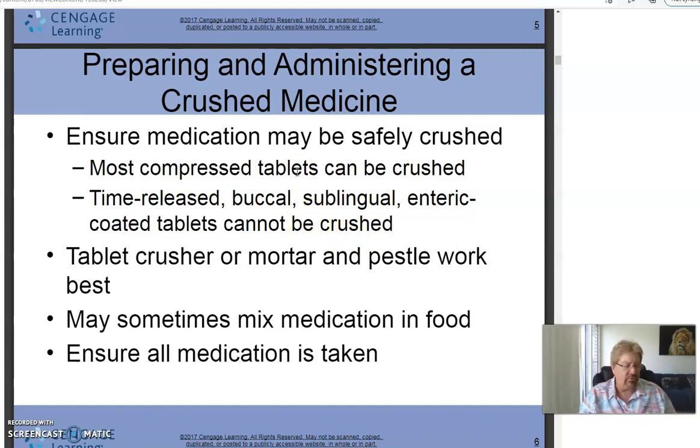Why would you have to crush them, guys? Because you've got somebody, a child or an adult, that has difficulty or cannot take a pill. You can crush it and maybe mix it in with something. A tablet crusher or a mortar and pestle work best. May sometimes mix medication with food. Ensure all medication is taken.